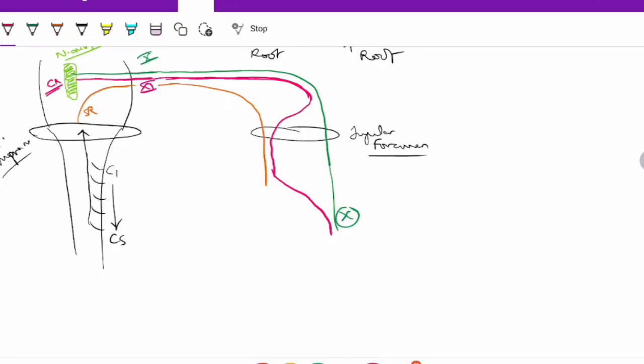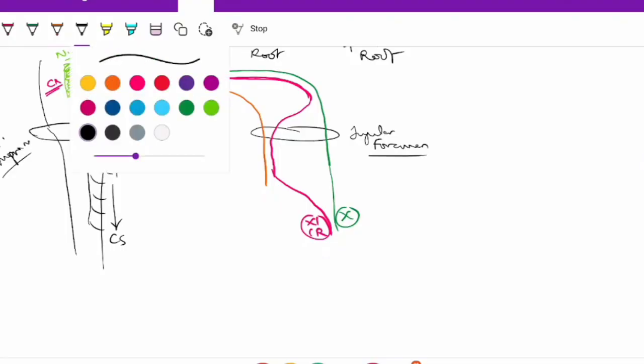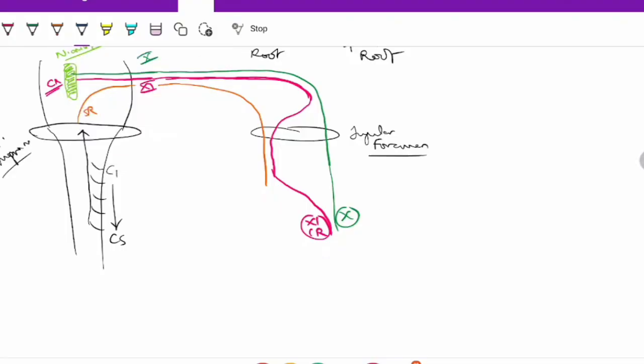And together they form a structure which is known as the vago-accessory complex. So here we have seen the origin of the accessory nerve, that is the spinal root and the cranial root of the accessory nerve, the 11th cranial nerve, and the origin of the 10th cranial nerve.